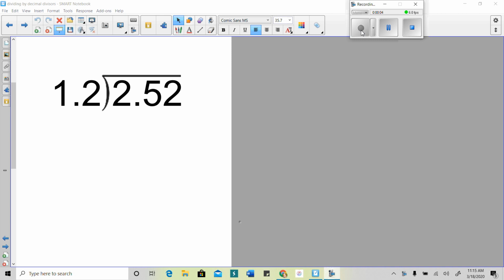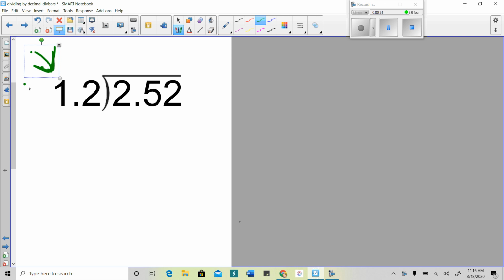Okay, so today we're going to be doing division with decimal divisors. The divisor is the number that you're dividing by. It's this one right here. And you can see we've got a decimal in both the divisor and in the dividend. We've had them in the dividend before, but we've never done one with the divisor. So basically, you do not want that decimal in the divisor. You want to get rid of it.